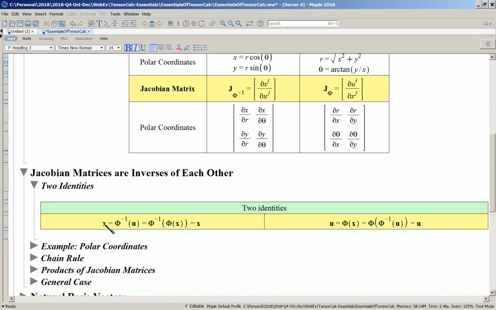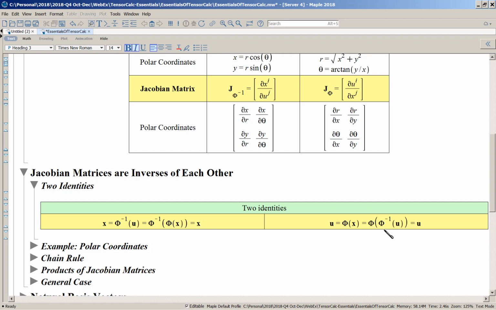If you write x is a function of u, okay, so that function can be called phi inverse because you are pulling back from the new system to the present system. Now, u itself can be expressed in terms of x. It is indeed phi of x. So phi inverse of phi of x returns x, and this is an identity.